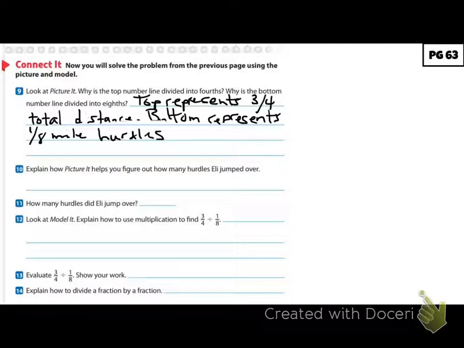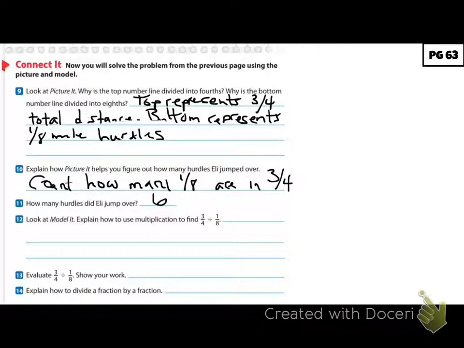Okay, number 10. Explain how picture it helps you figure out how many hurdles Eli jumped over. Well, you could count how many eighths are in 3/4. That's how many eighths are in 3/4. How many hurdles did he jump? That would be 6.